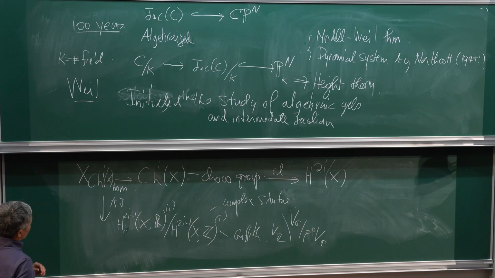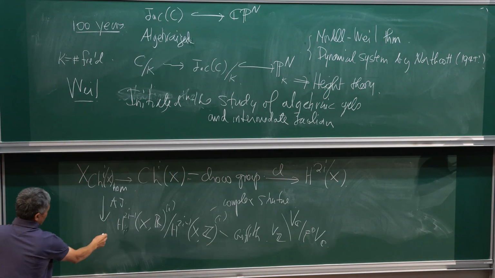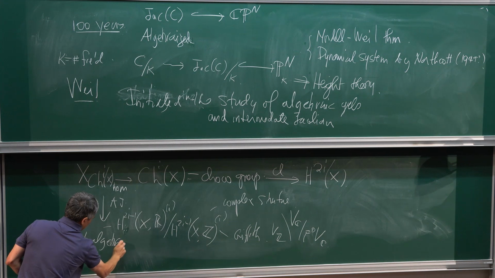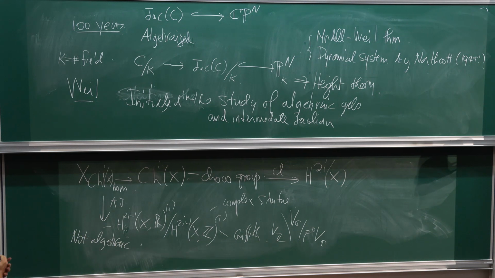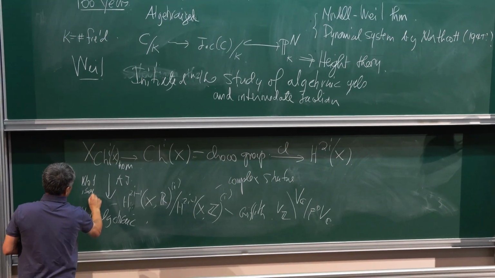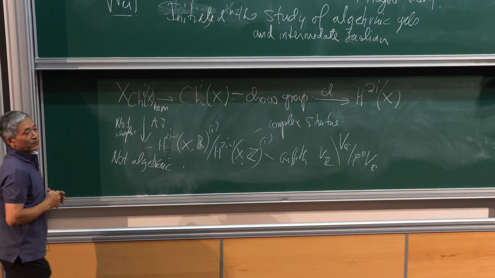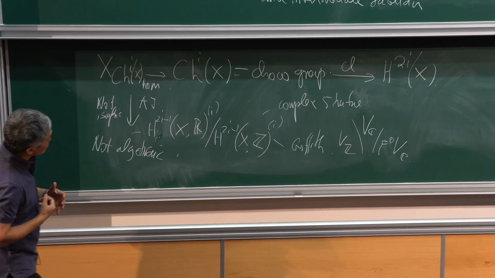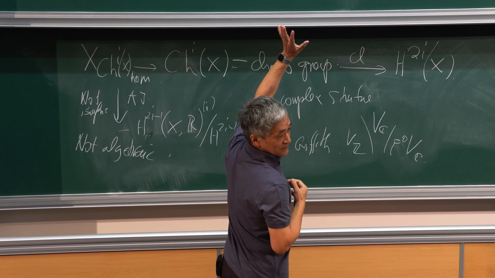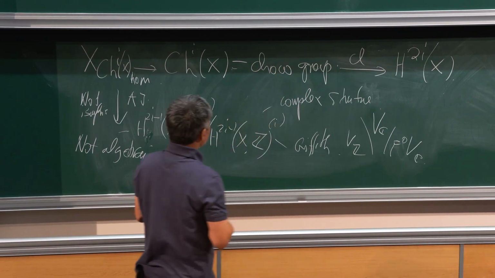But this Abel-Jacobi map is not algebraic anymore. Not only that, it is not an isomorphism. So you have some problem like that, and you will not get the same theory as in Weil's original Abel-Jacobi theory.